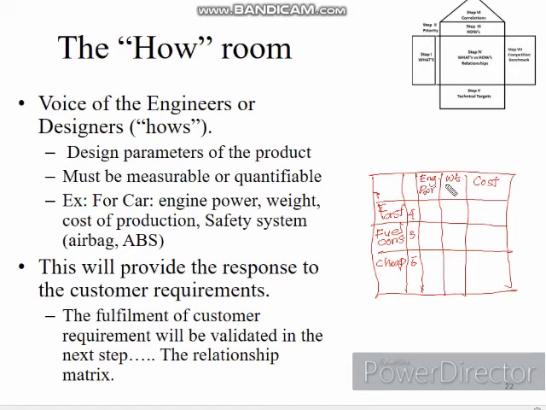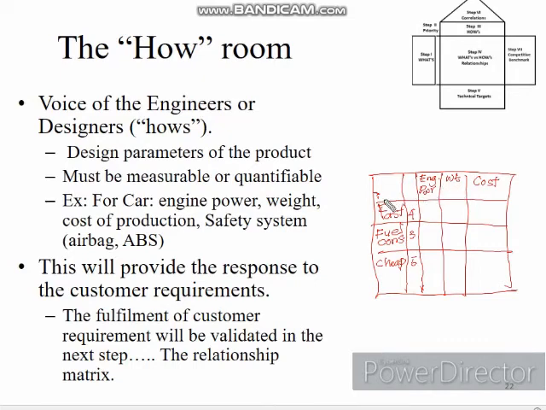The third step is basically to fill out this "how" room, which is on top here. These are the design parameters, and a design parameter should be something that's measurable and quantifiable. Examples given here are engine power, weight, cost, and so on. Even if the customer requirements are many, just list them out, and the design parameters should also be many. This is just an example, and I put three for ease of explanation.